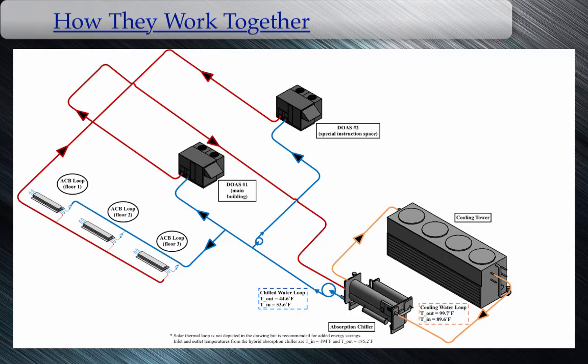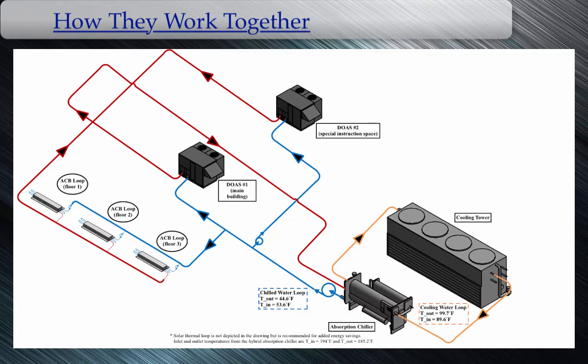Chilled water is provided by the absorption chiller at a temperature of 44.6 degrees Fahrenheit. This chilled water is pumped to these parallel components: the primary and secondary DOAS, and the active chill beams on each of the 3 floors of the building. Every floor of the building has its own pump to maintain proper water flow rate to the active chill beams.